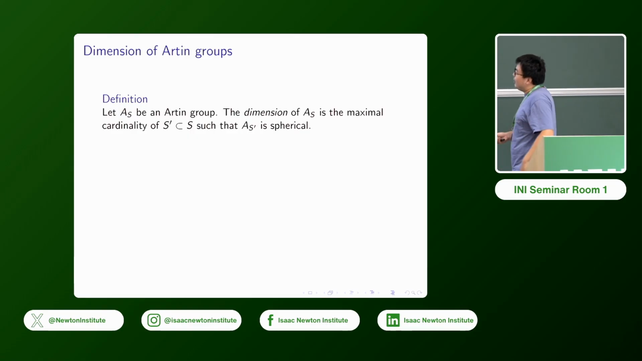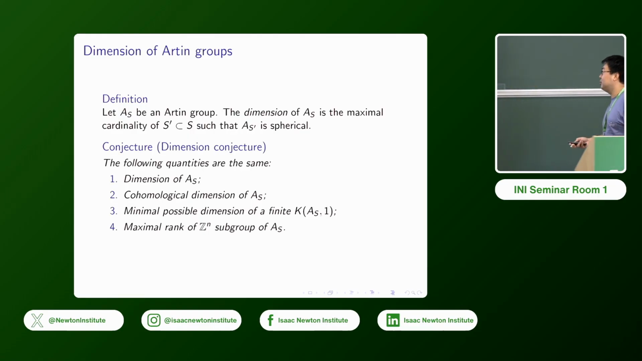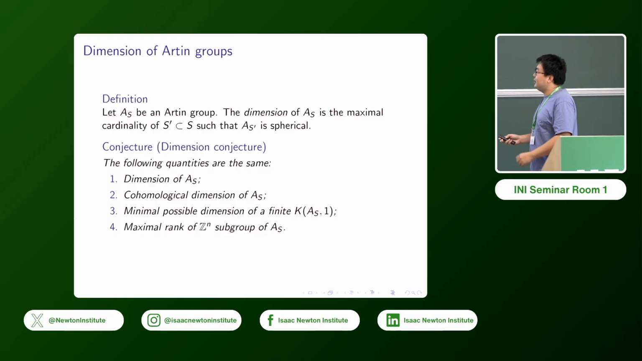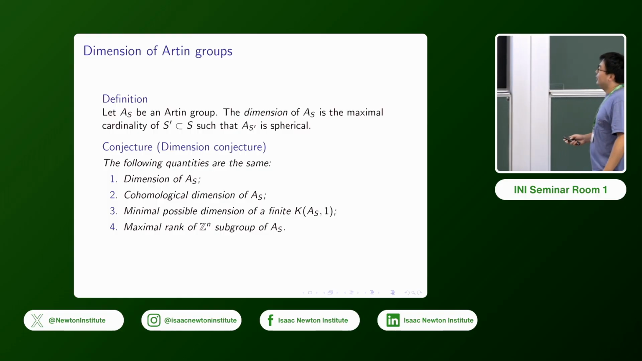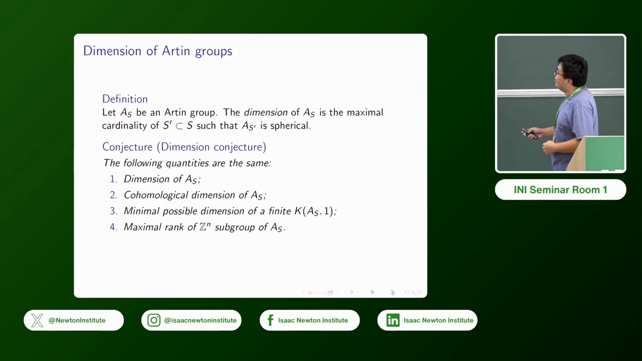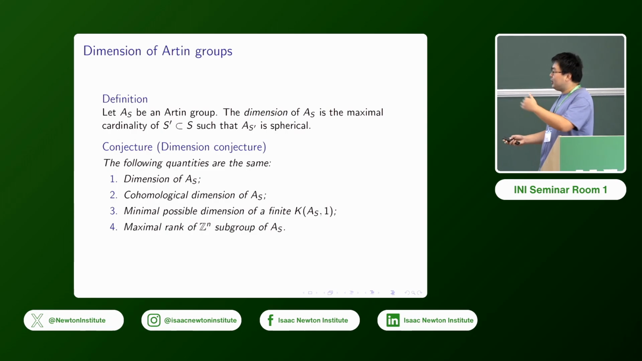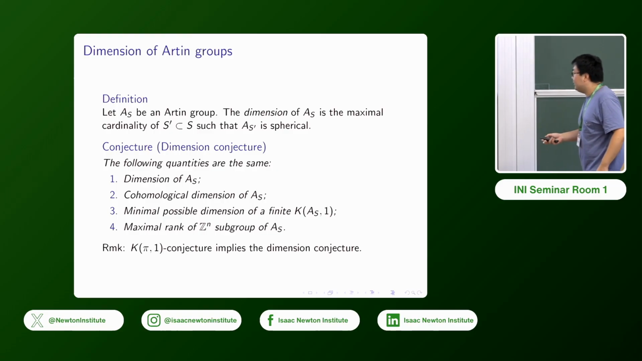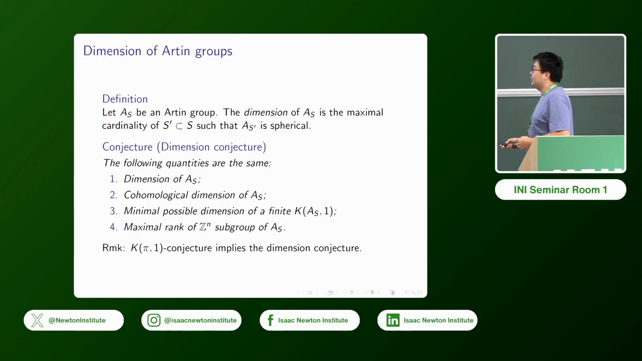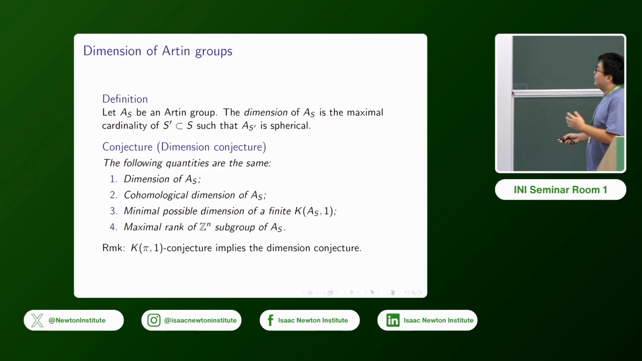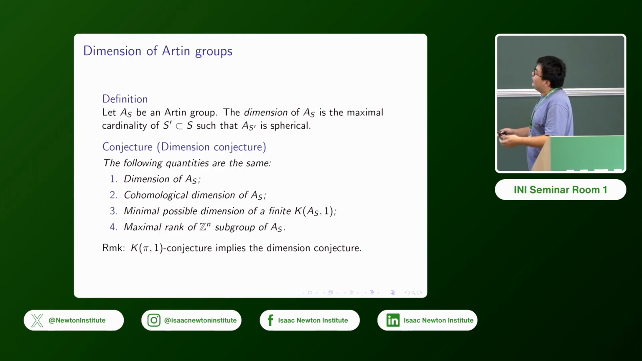So why do we define the dimension like this? Because of the following conjecture, which is sometimes called the dimension conjecture. It says that the following quantities are the same. The first is the dimension we just defined, the second is the cohomological dimension of the Artin group, the third is the minimum possible dimension of a finite K(π,1) for this Artin group, and the last is the maximum rank of a Z^n subgroup of the Artin group. It's conjectured that they're all the same. If we know the K(π,1) conjecture, then we will know the dimension conjecture. So that's why this would be a reasonable definition of dimension for Artin groups.